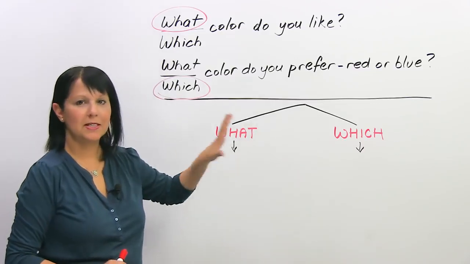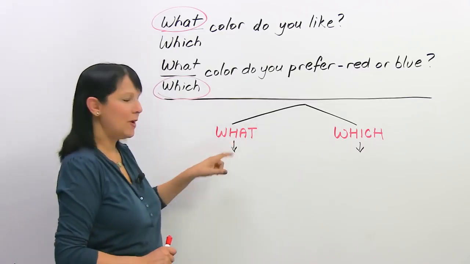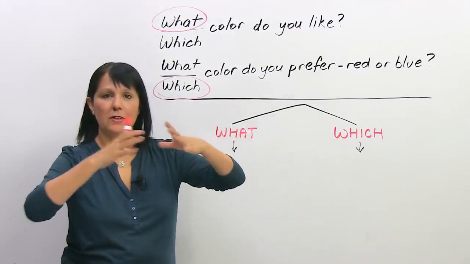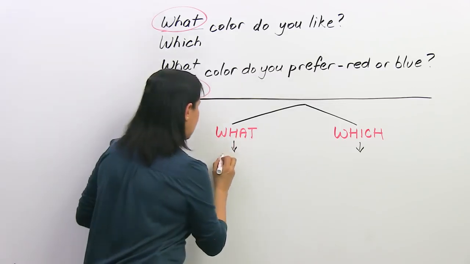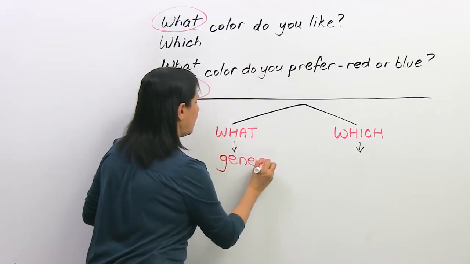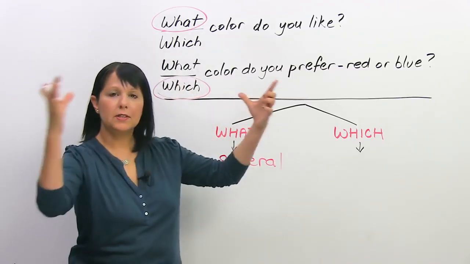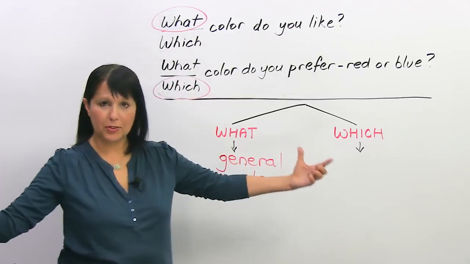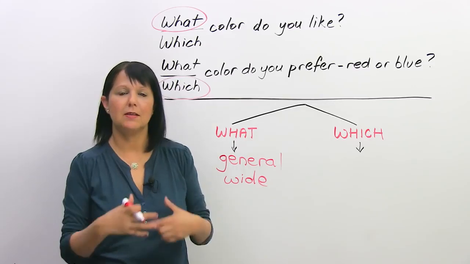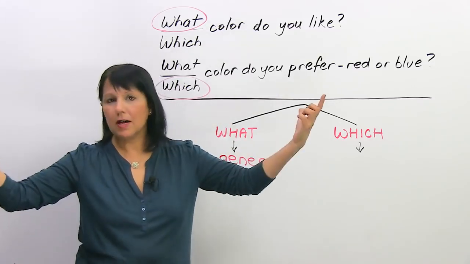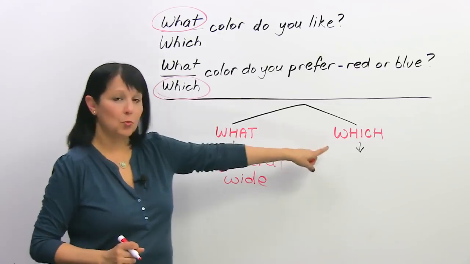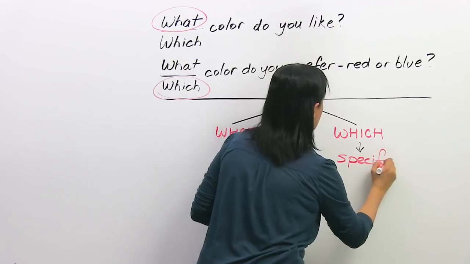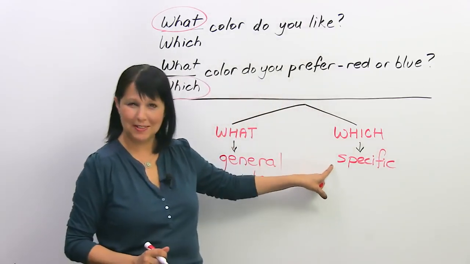So let me summarize what the difference is, okay? So when we use what, we use what to talk about things that are very broad or very general. So here, we used it to talk about general questions or very wide, broad questions, okay? Where the number of options, the number of possibilities are unknown or very large, okay? Which is much different. It's much more specific, okay?